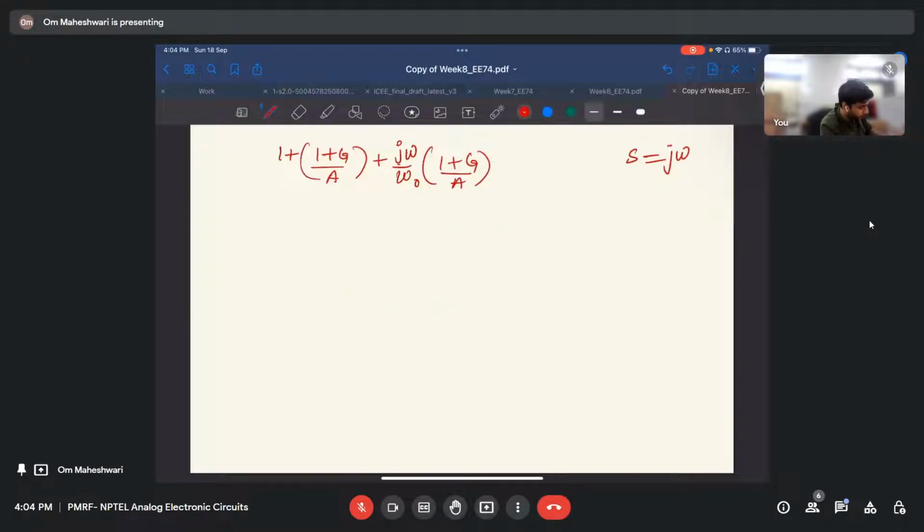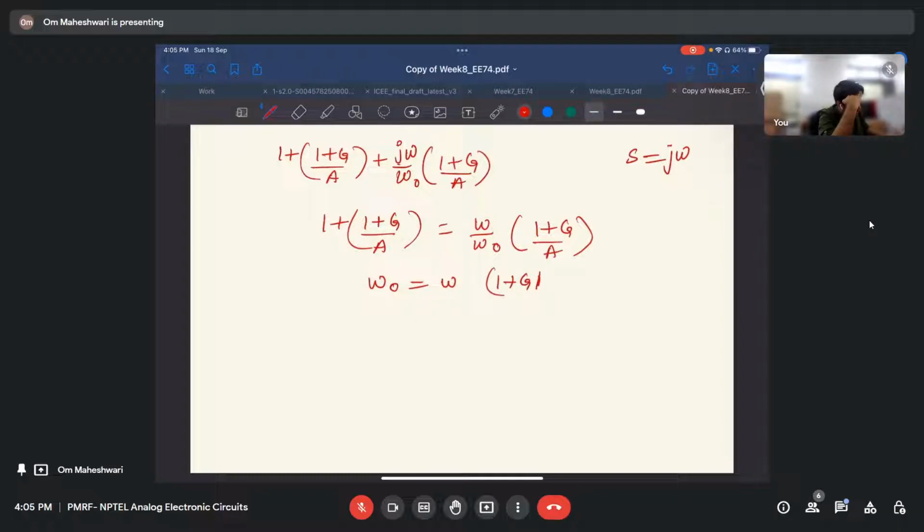So what I want to do to find the frequency is equate the imaginary part and the real part. With that we will get 1 plus G by A equals omega by omega naught times 1 plus G by A. So omega naught equals omega times G by A divided by 1 plus G by A. So this is what you have to solve now.